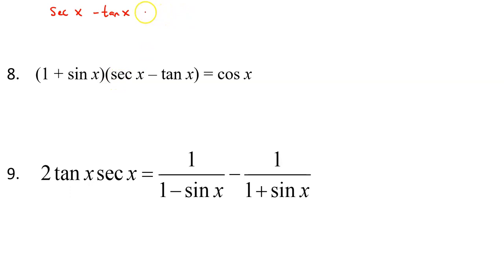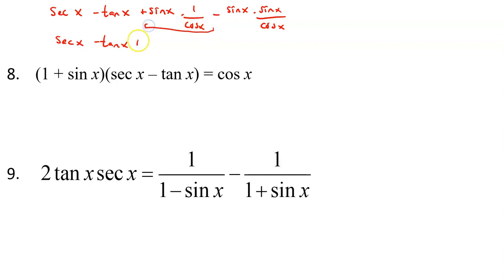Sine times secant gives me sine x. Well, secant is 1 over cosine. And then at the end, sine times tan. Tan is sine over cosine. What does that give me? Well, it gives me secant x minus tan x. Sine over cosine is tan x, so I get plus tan x. And then sine over cosine gives me minus sine squared x over cosine x.